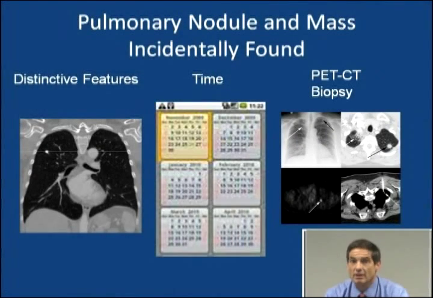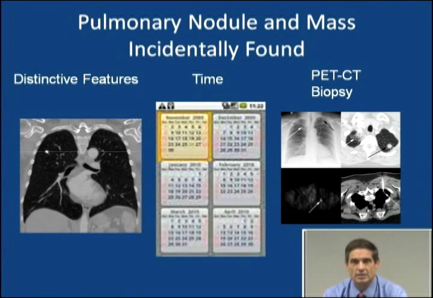That leaves probably the largest category nowadays, which is incidentally found pulmonary nodules and masses. And in turn, these incidentally found lesions fall into three kind of categories. One of which is those pulmonary nodules and masses that have distinctive features where you can make a specific diagnosis on the basis of imaging without the necessity to go further.